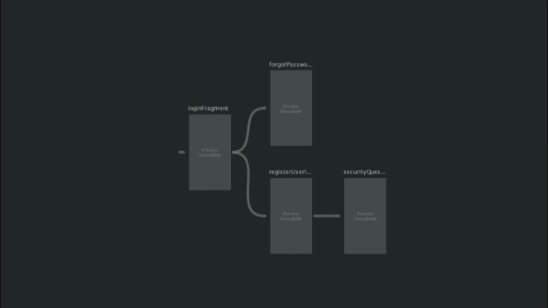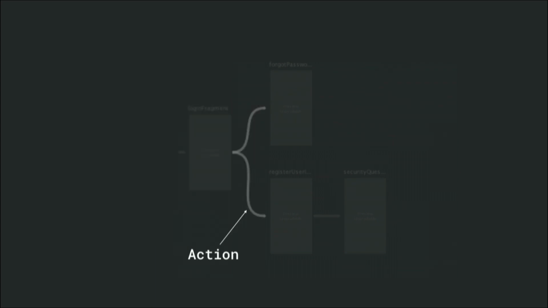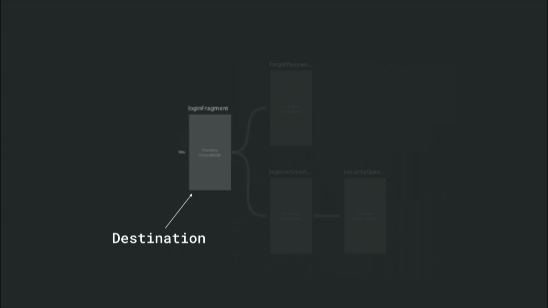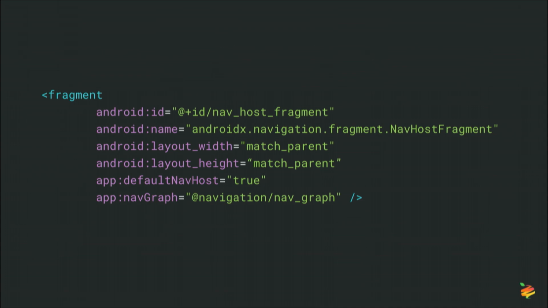You see a couple of boxes and a couple of arrows. The boxes are called destinations, and the arrows are called actions. Destinations are supposed to be any Android component like activities, views, dialogues, and so on, while actions are the way you can transition from one destination to another. Actions contain a lot of metadata about the transition, and we'll see about that during this talk.